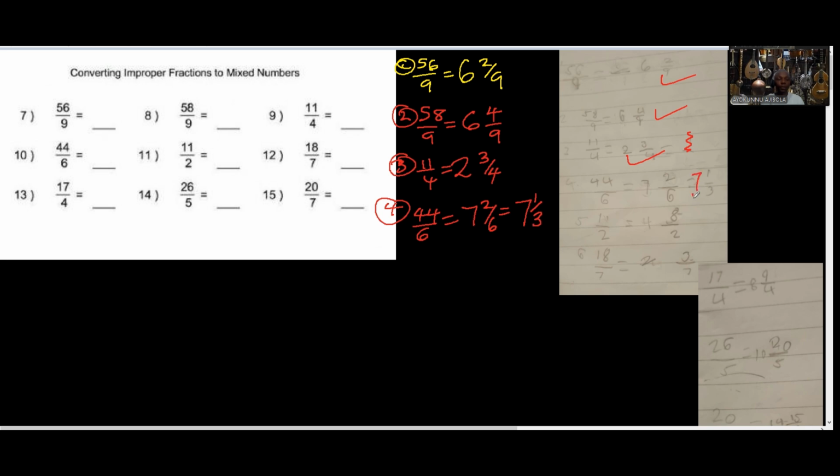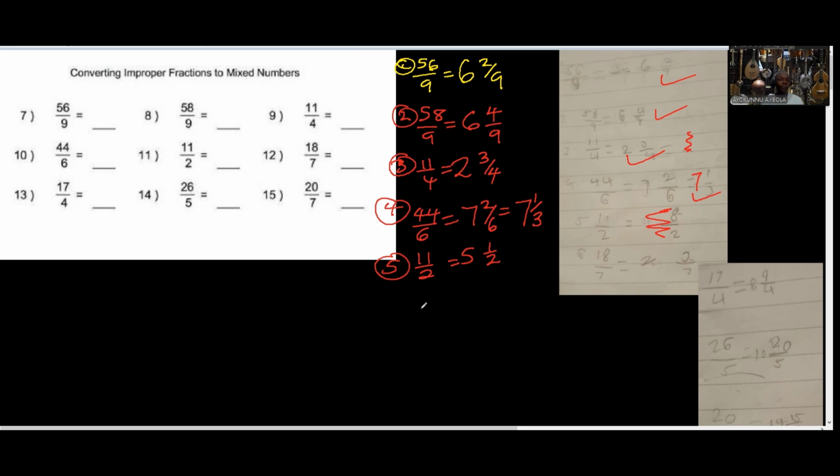So if this is 7, then you're good to go. Then number 11, which is 11 over 2. How many 2s in 11? That's 5, which is 10. So 2 times 5 is 10. When you remove 10 from 11, you have 1 over 2. So this one is not correct.